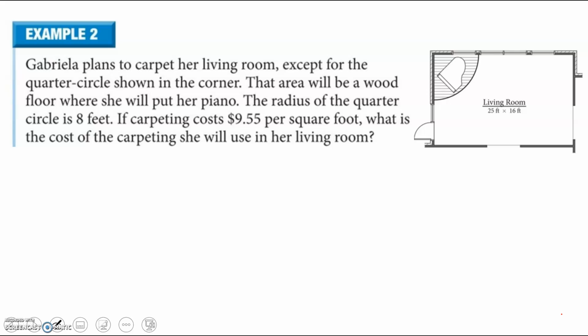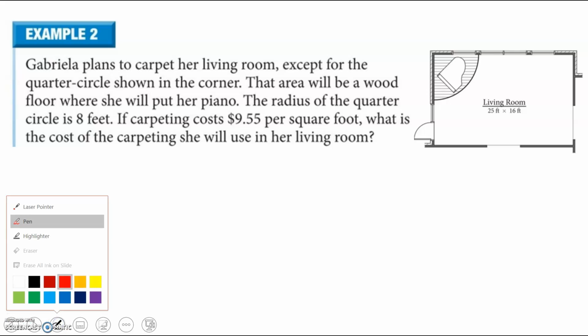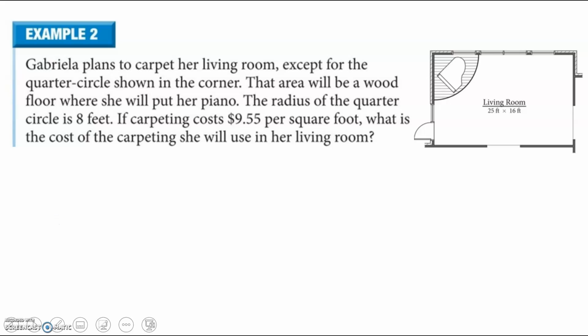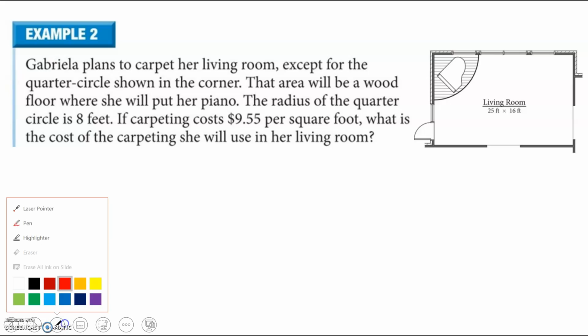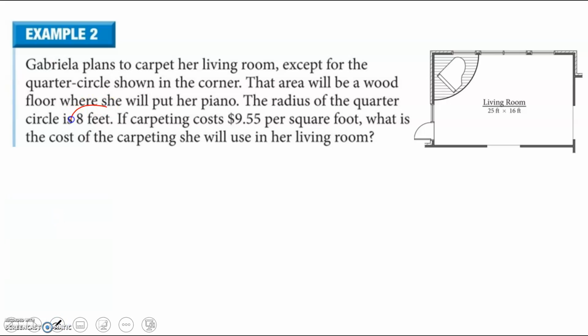All right, so let's take a look at what information they're giving us. So we know that Gabriella wants to put carpet in her living room everywhere except for this 1/4 circle that's removed. So we also know that the radius of that 1/4 circle, it says, is 8 feet. That means the length from here to here is 8 feet. And also the length from here to here is 8 feet.